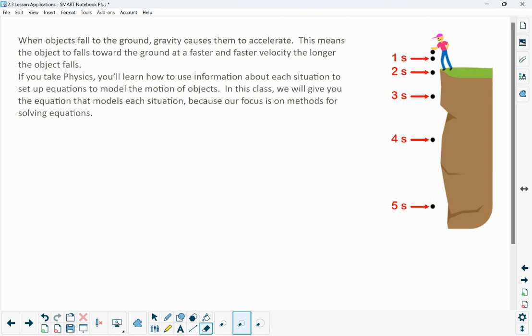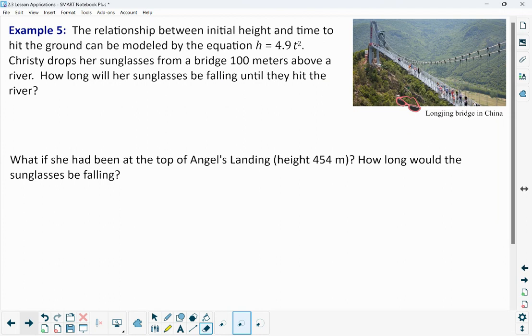If you take physics, or maybe when you take physics, you'll learn how this works a little bit more. And you'll learn a little bit more complicated equations than we're going to use today. But in this class, we're going to give you an equation that will model the situation because our focus is on the method of solving. But gravity does cause an acceleration, which is the reason why these equations look the way they do.